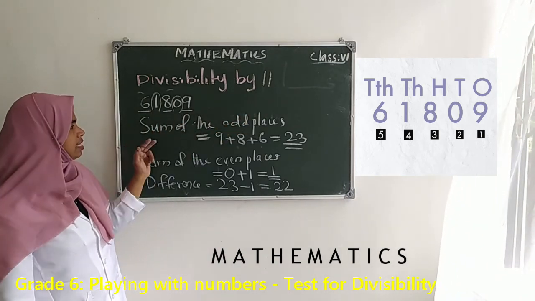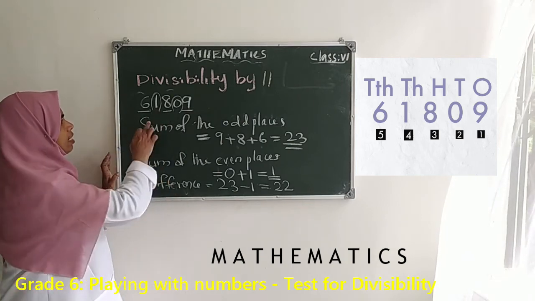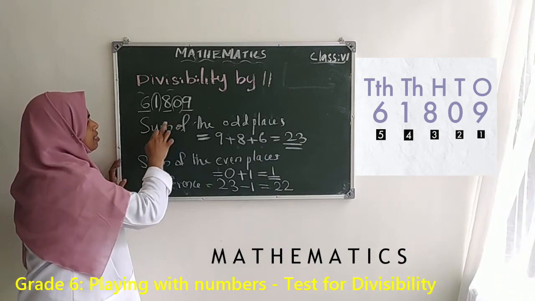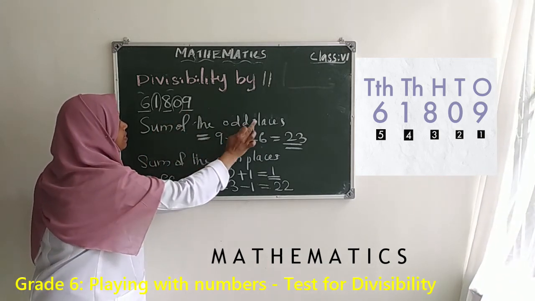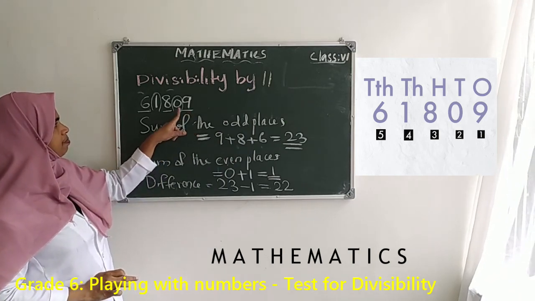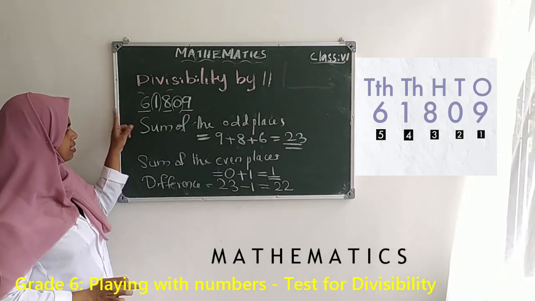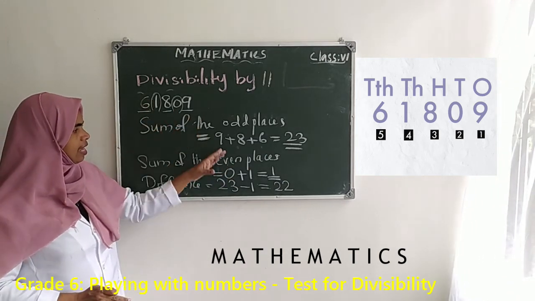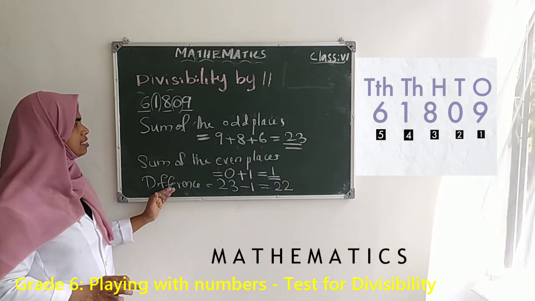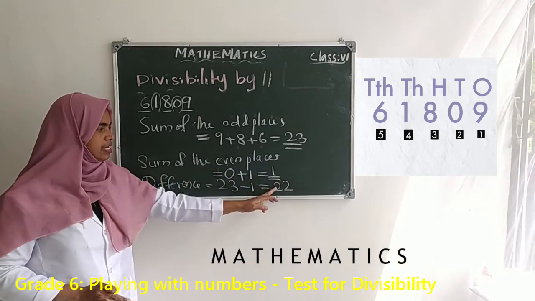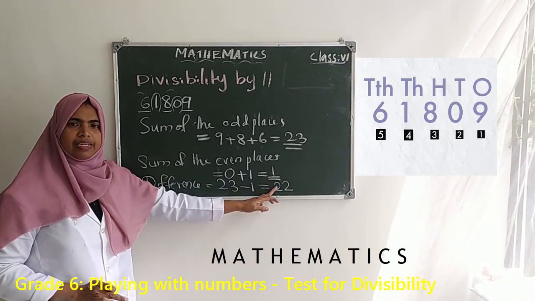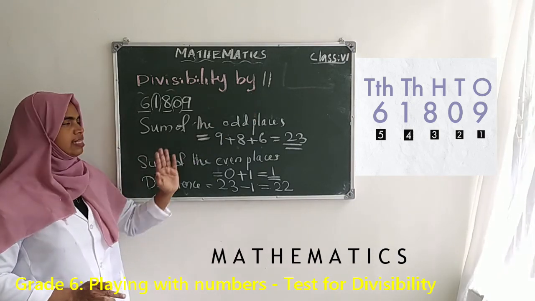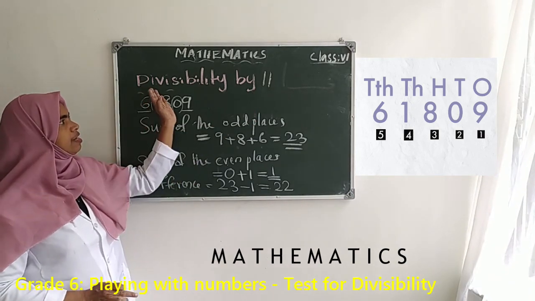First, check this. See here. First, we take the number 61,809 and find the sum of the odd places, 9 plus 8 plus 6. Then the sum of the even places, 0 plus 1. Then after getting the sums, see the difference. Then check whether the difference is divisible by 11 or not. This is the easy method of checking divisibility by 11.